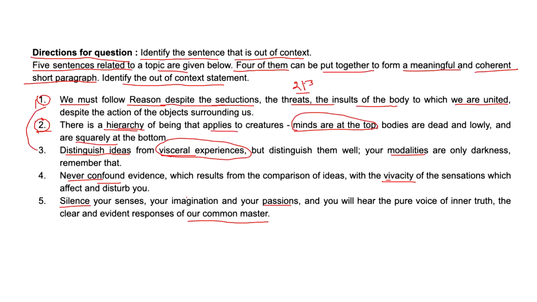Next, statement 4 said never confound evidence which results from the comparison of ideas. Statement 4 comes next as it talks about not confusing evidence, and it also talks about results from the comparison of ideas with the vivacity of sensation, isn't it? So the sequence should be 2, 1, 3, 4. If we look into statement 5, then 2, 1, 3, 4 come into one family. Statement 5 is different from the other statements in several ways. It says, silence your senses, your imagination, and your passions, and you will hear the pure voice of inner truth, the clear and evident response of our common master.